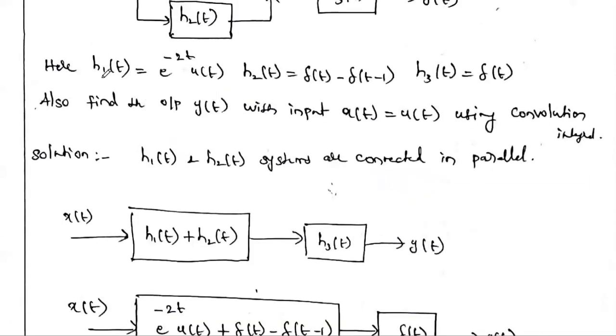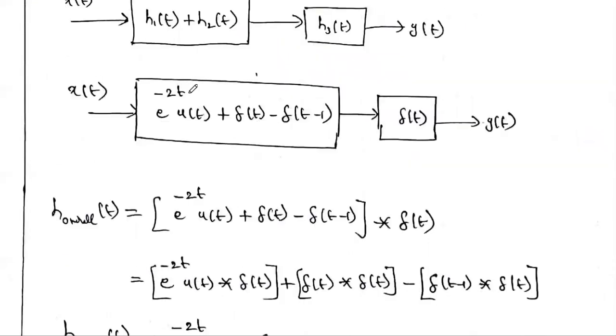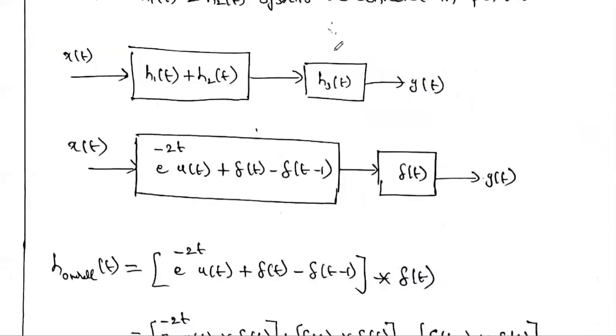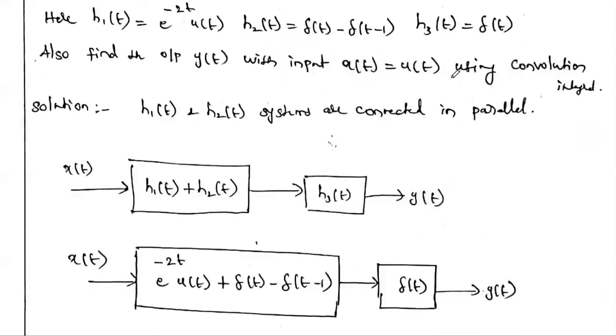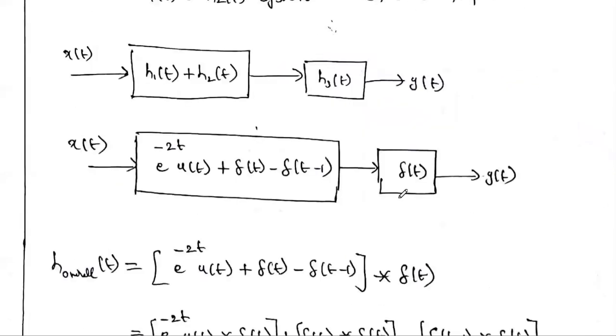First we have to find the addition of h1(t) plus h2(t). What is the given h1(t)? h1(t) equals e power minus 2t u(t), and h2(t) equals delta(t) minus delta(t minus 1). So we have to add these two: e power minus 2t u(t) plus delta(t) minus delta(t minus 1). And what is the value of h3(t)? h3(t) is given as delta(t). You just write that.